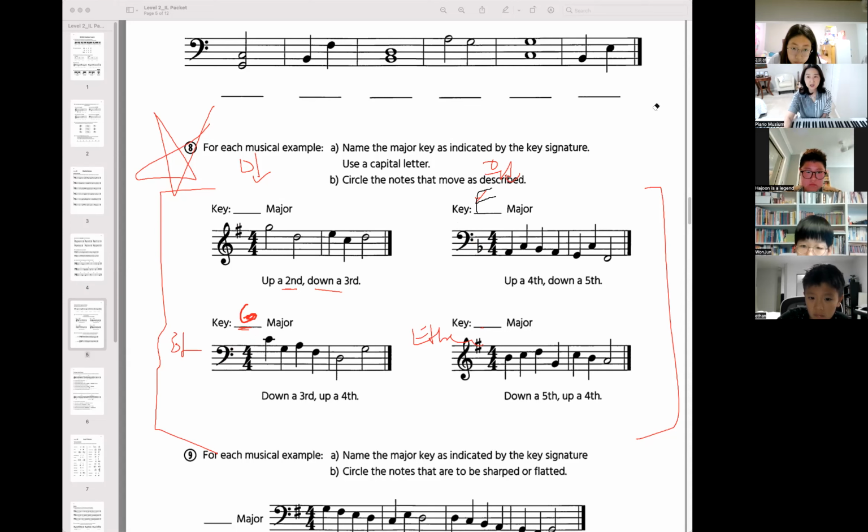Hajun, is this a G or a C? Write it again exactly. It looks like both C and G, so okay. Right? Good job. And then find which note to which note is up a second, down a fifth, or down a third, up a fourth, down a fifth, up a fourth. Something like that.